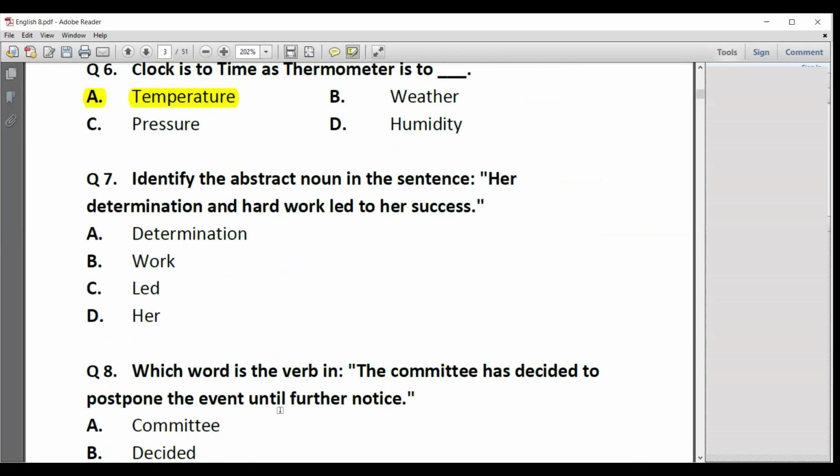Question 7. Identify the abstract noun in the sentence. Her determination and hard work led to her success. Option A, determination. B, work. C, led. D, her. The correct option is option A, determination. It names a quality or a feeling and not something physical that can be seen, heard, or touched.